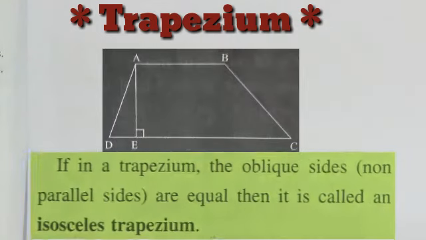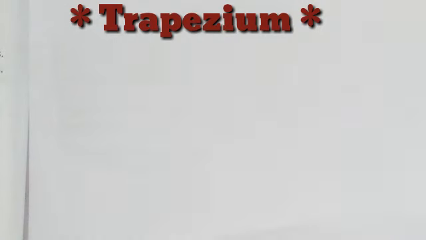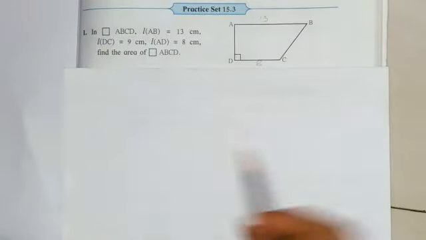In a trapezium, if the oblique sides, meaning the sides which are not parallel, are equal, then it is called an isosceles trapezium. Got it, students? Let's go ahead and use this information and formula in practice set number 15.3. Let's move towards question number 1.